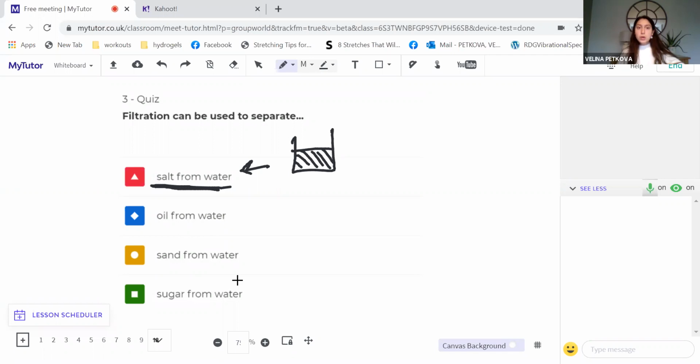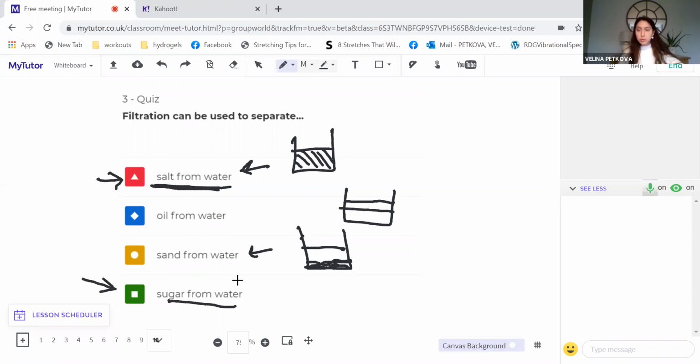Okay, so oil and water would not be separated by filtration, as they're both liquids. Although they don't mix, they would both run straight through the funnel. However, sand from water, as sand is insoluble, we would be able to separate it, as it will not be dissolved and it will remain in the water. And of course, sugar from water is like salt in water. They both dissolve, they're both soluble, and therefore neither of them can be separated by filtration.